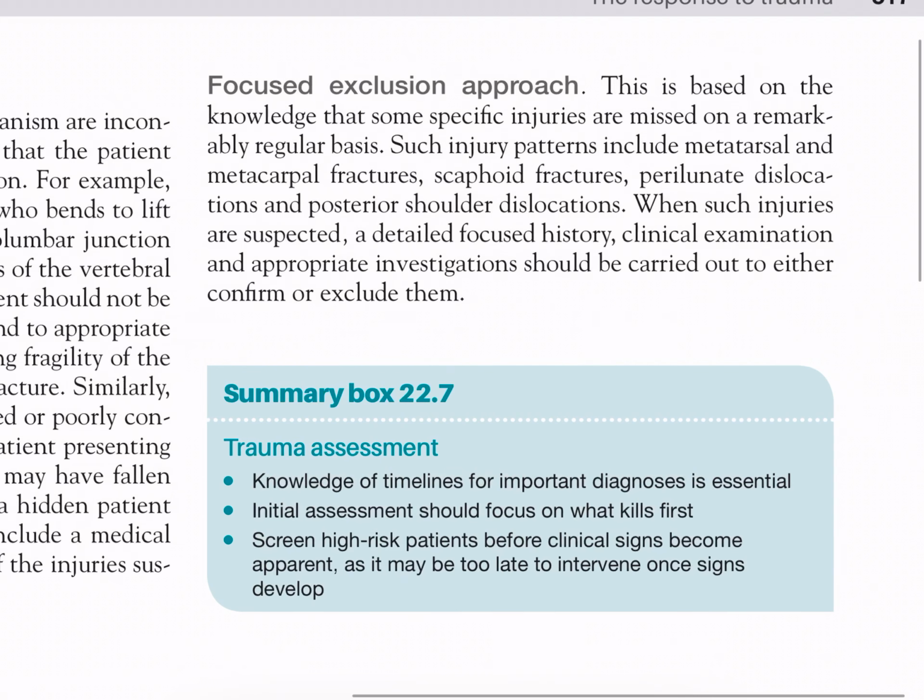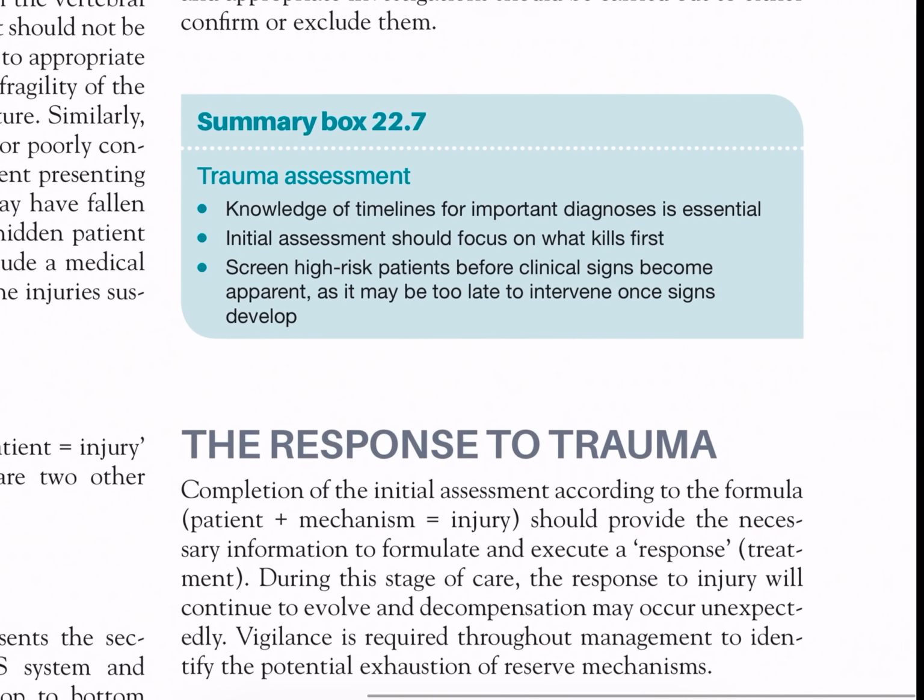Focused exclusion approach. This is based on the knowledge that some specific injuries are missed on a remarkably regular basis. Such injury patterns include metatarsal and metacarpal fractures, scaphoid fractures, perilunate dislocations, and posterior shoulder dislocations. When such injuries are suspected, a detailed focused history, clinical examination, and appropriate investigations should be carried out to either confirm or exclude them.